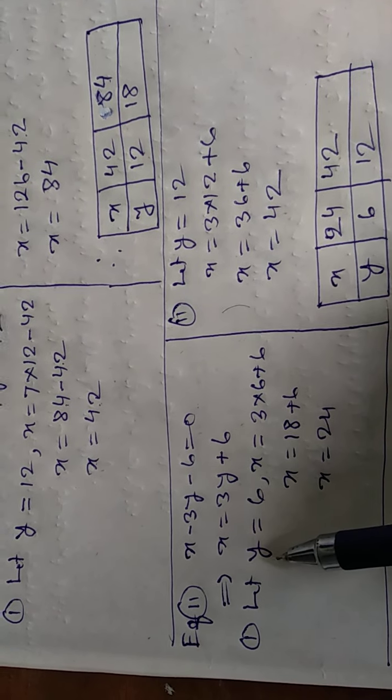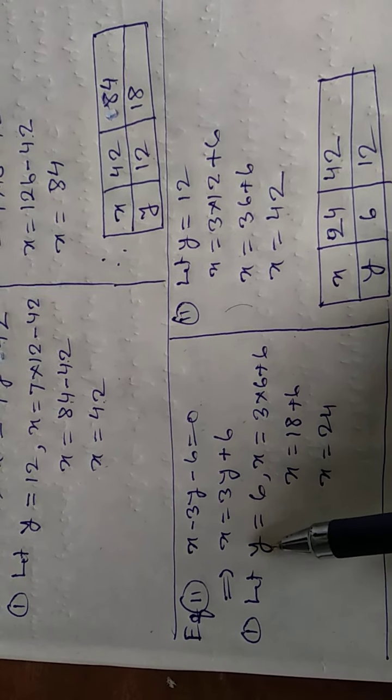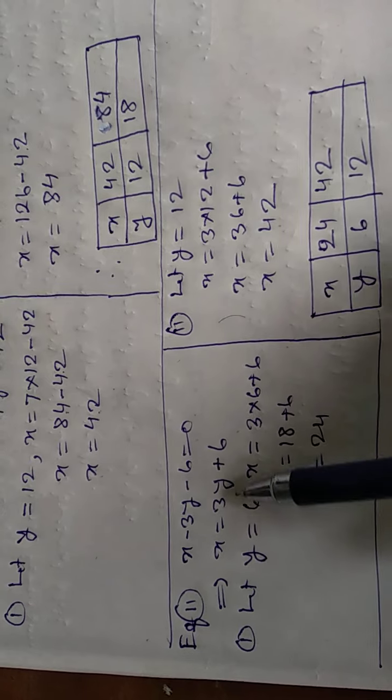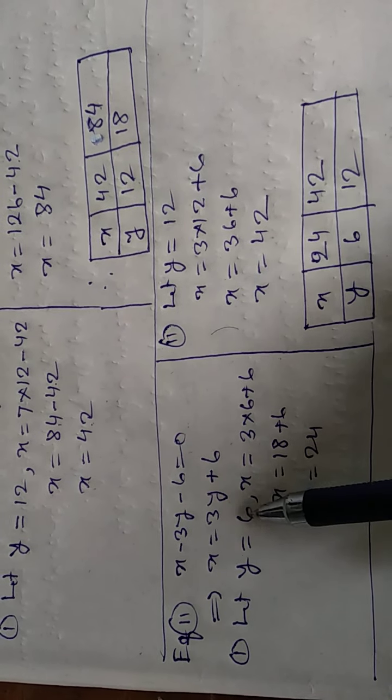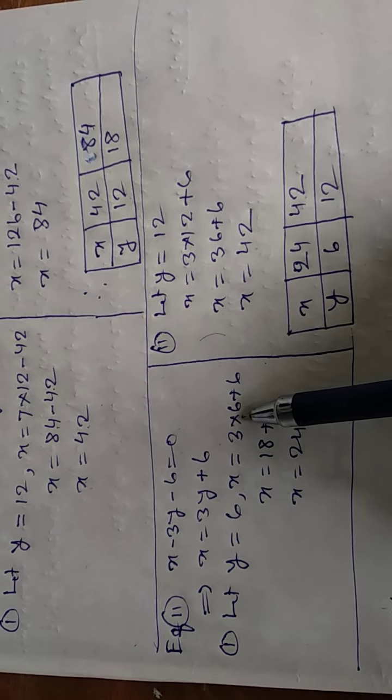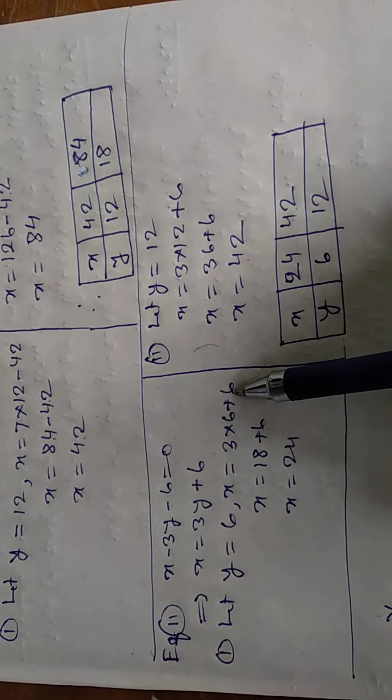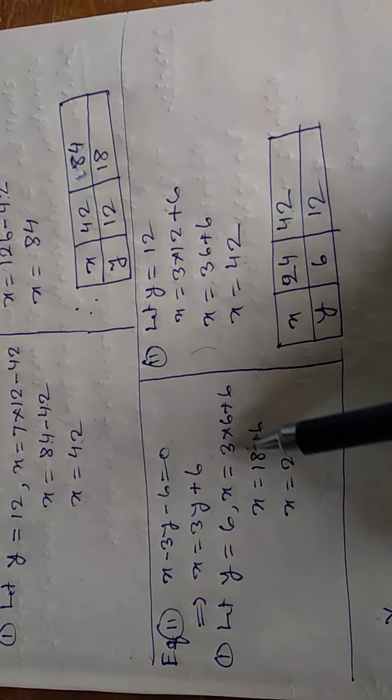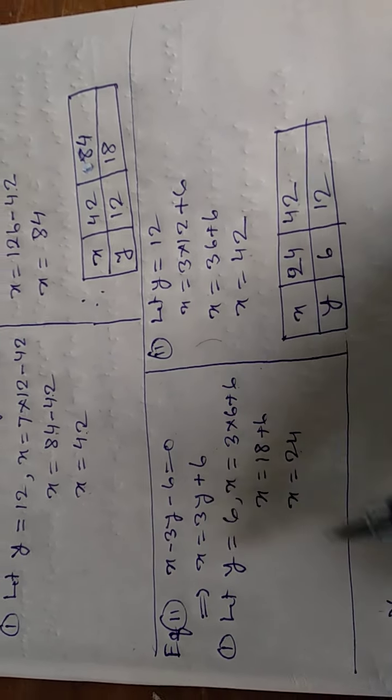Now you can choose value of y or x. Here I am going to choose value of y and suppose it is 6. Put here 6, then x equal to 3 into 6 plus 6. X equal to 3 sixes are 18 plus 6, 24.